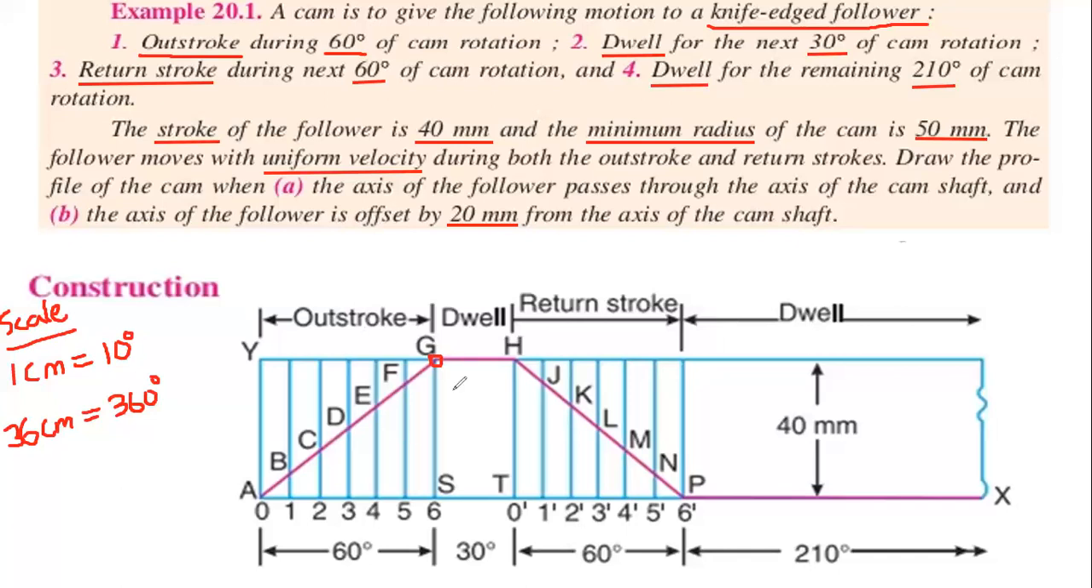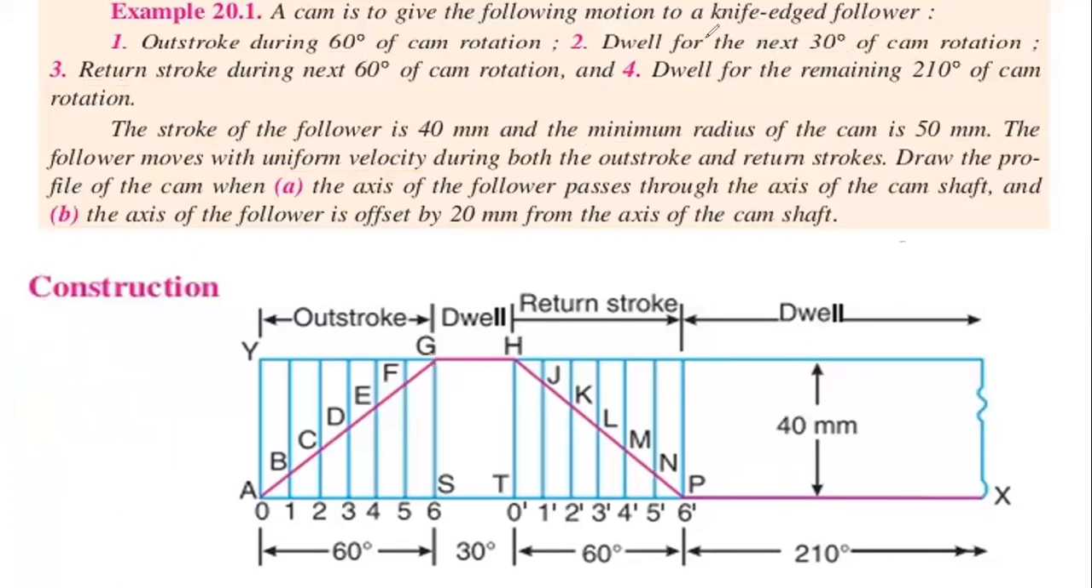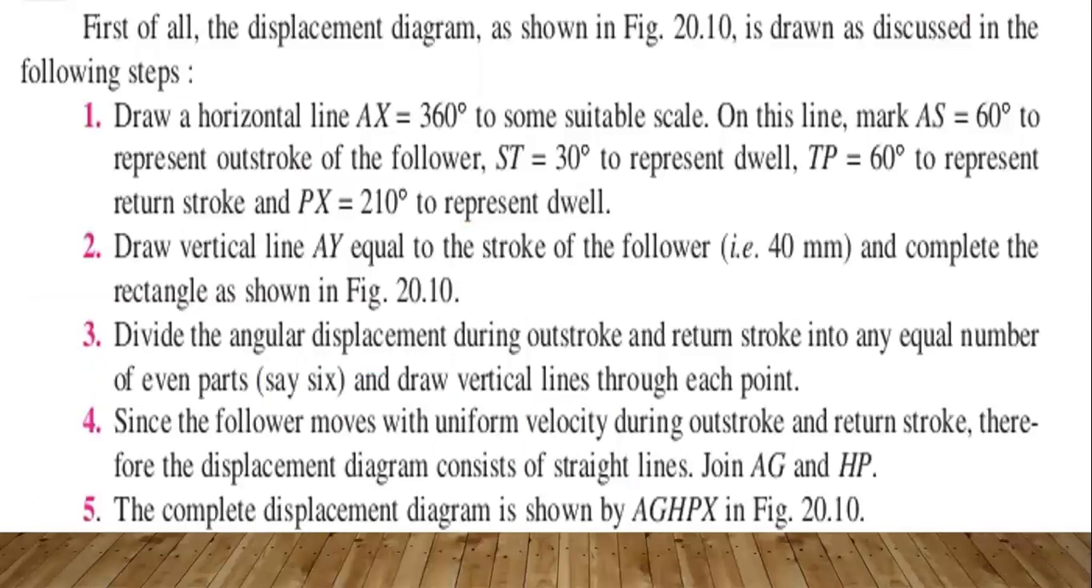So this is the construction of the displacement diagram, and indicate all the angles, that is the 60 degrees, 30 degrees, 60 degrees and 210 degrees with the parallel line. So this is the procedure for the given diagram, that is the displacement diagram.